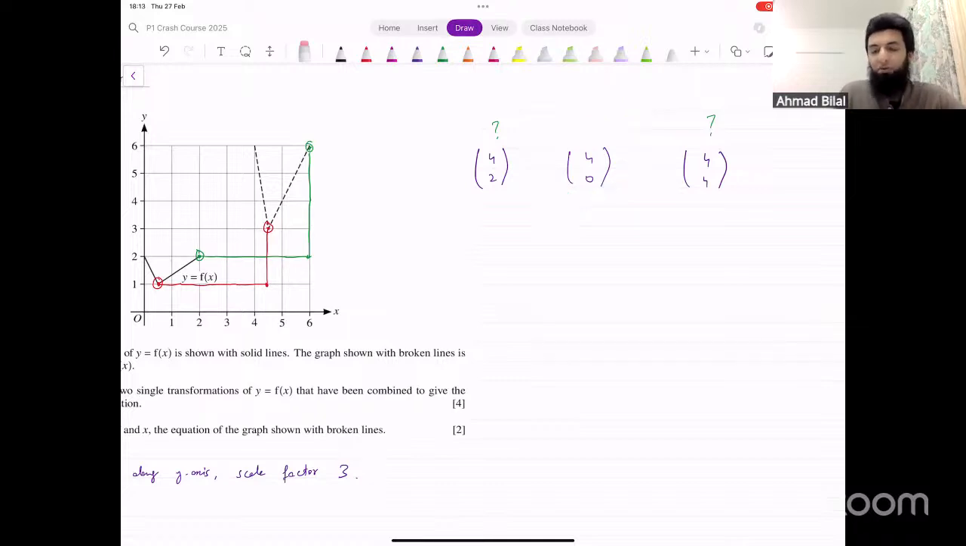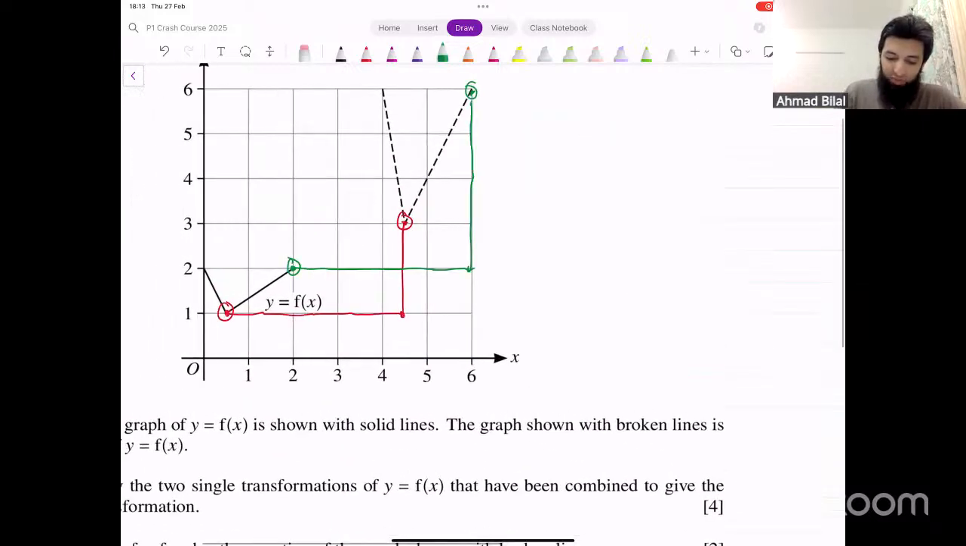If you're insisting on it being 4, 2, why is this green point also not moving up by 2 units? Why is this green point going up by 4 units? If it's 4, 2, then every point has to go up by the same amount, right? Why is this point going by 2 units? Why is this moving by 4 units?